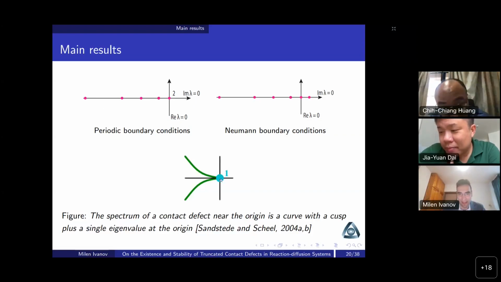And this absolute spectrum, it has a line segment over here. It can be computed, and the essential spectrum, as you see, is this cusp. So the essential and absolute spectrum don't need to coincide.